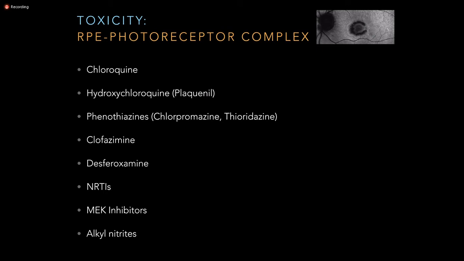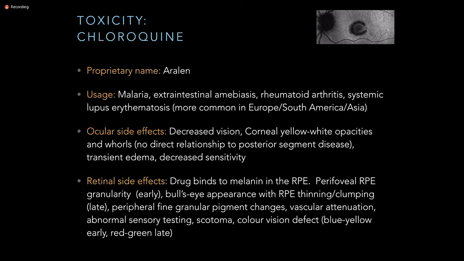So chloroquine and Plaquenil, of course, have been in the news quite a bit these last few weeks. The brand name is Aralen. This is an anti-malarial. It's also used for amoebiasis, rheumatoid arthritis, and lupus, and is more commonly used in Europe, South America, and Asia. Ocular side effects and retinal side effects I'll discuss separately for all these different drugs.